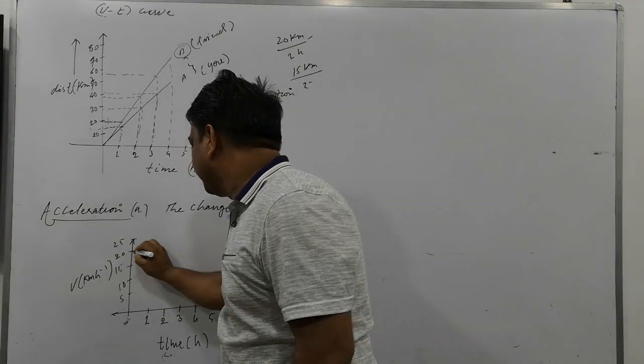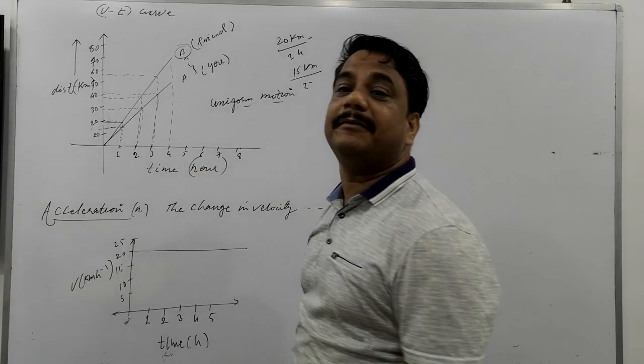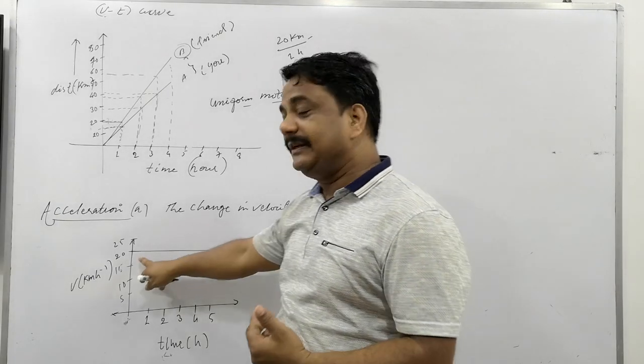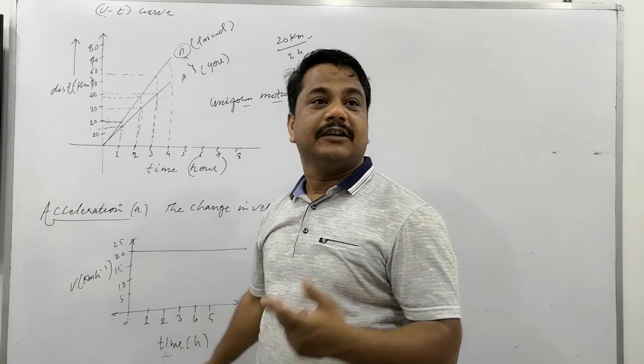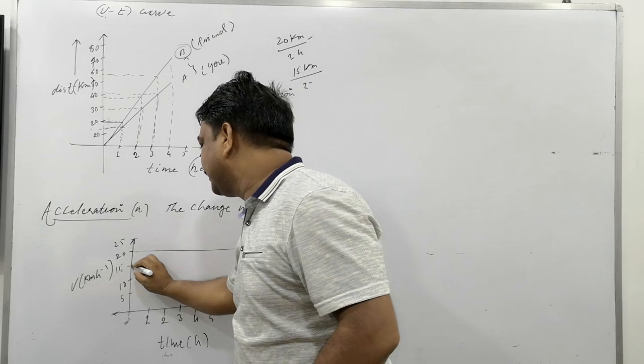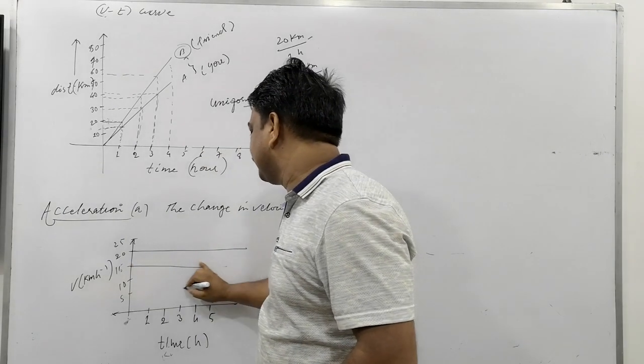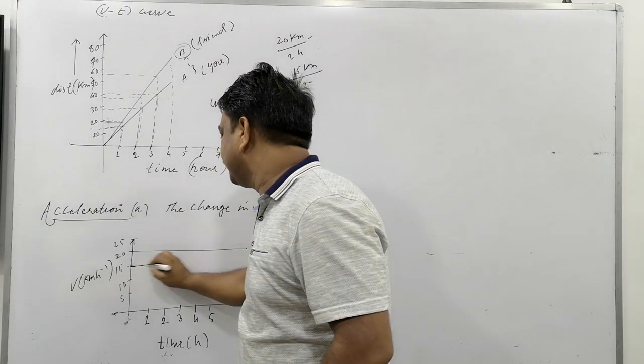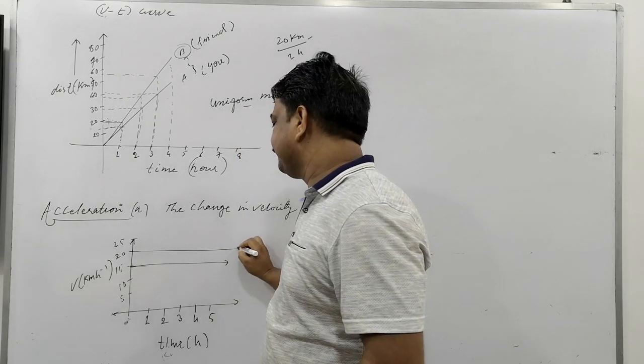The VT graph at 20 kilometers per hour will be parallel to the time axis. Parallel means the speed is constant. And what about this one? The object's speed is also constant. You may say this is constant. Is that clear now? Yes.